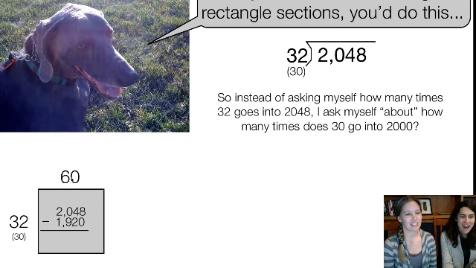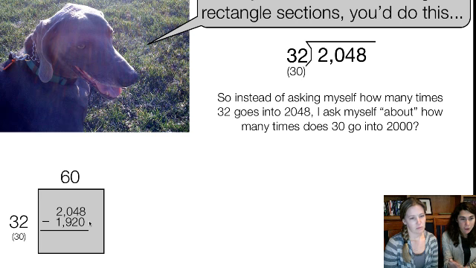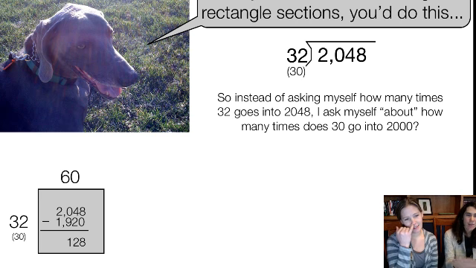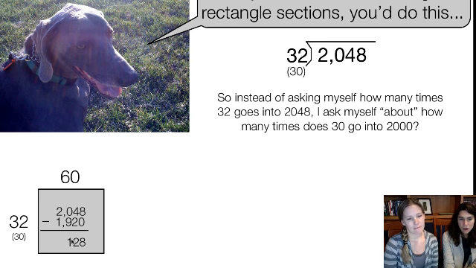The other really important part is now I want to think about 60 times 32, which would give me 1,920. I would have probably done that off to the side to get an answer like this. I didn't just think that in my head. So now we have to subtract 2,048 minus 1,920, and I get 128.